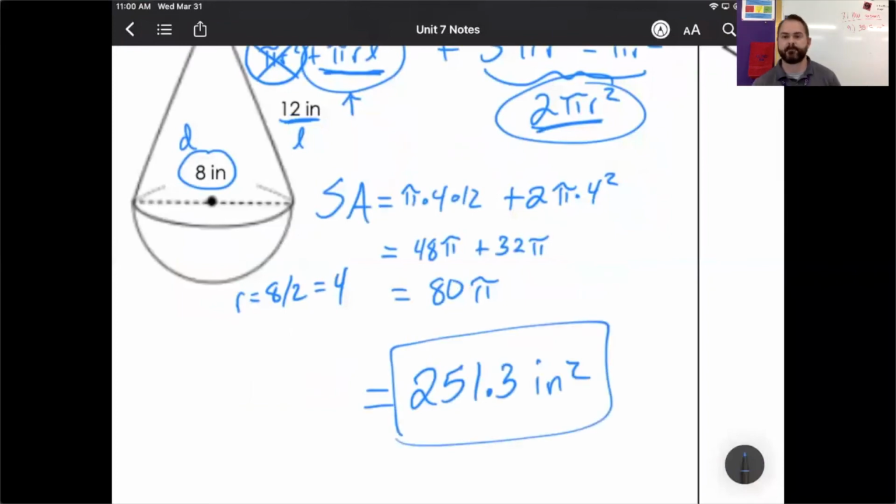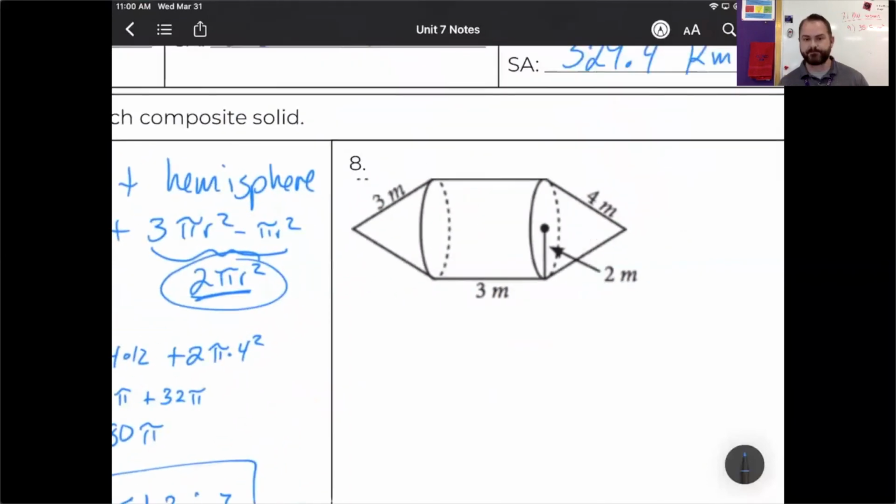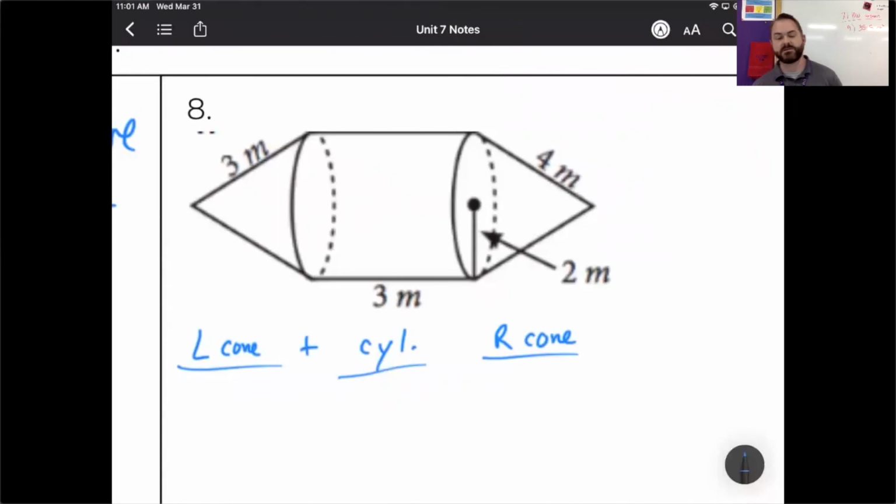All right, we've got one final example here. On number 8, these are the pieces that are put together. We have a cone on the left, in the middle we have a cylinder, and then we have a right side cone. I'm going to use left and right to help you distinguish between the two different cones.